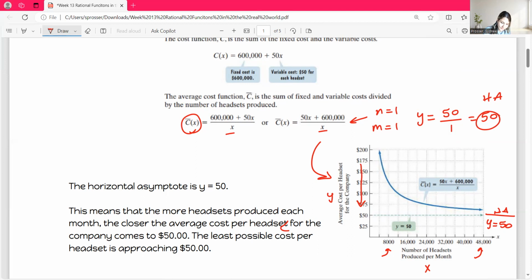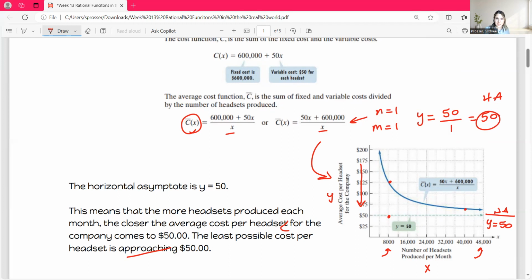So at 8,000, our average cost would be about $125. At 40,000 headsets, our average cost could be about $60. The least possible cost per headset is approaching $50. Notice that word approaching is there. It's not $50 because it will never get to $50. It's just approaching $50. The more they sell, the less it's going to cost them to make each headset.